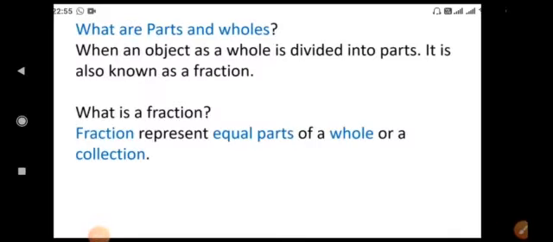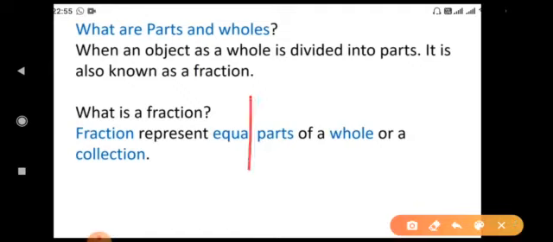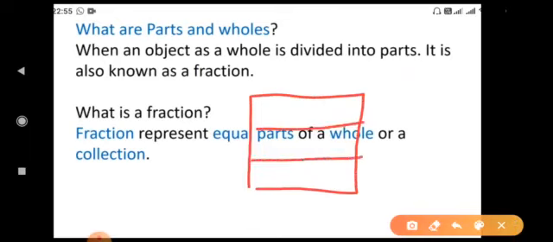What are parts and wholes? When an object as a whole is divided into parts, it is also known as a fraction. What is a fraction? Fraction represents equal parts of a whole or a collection.